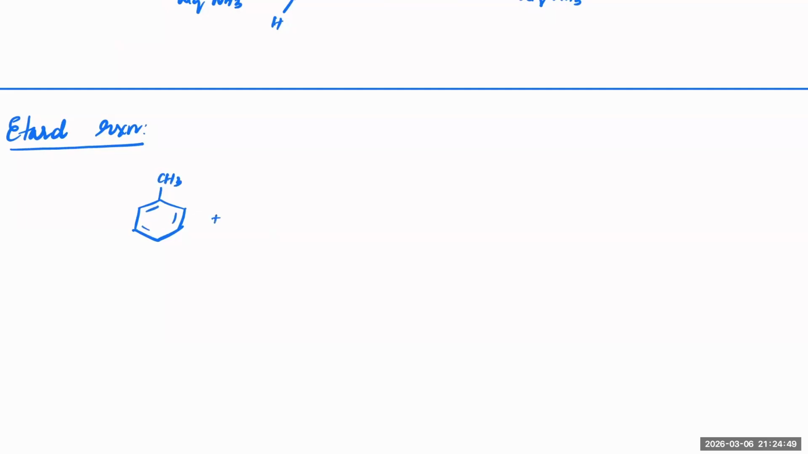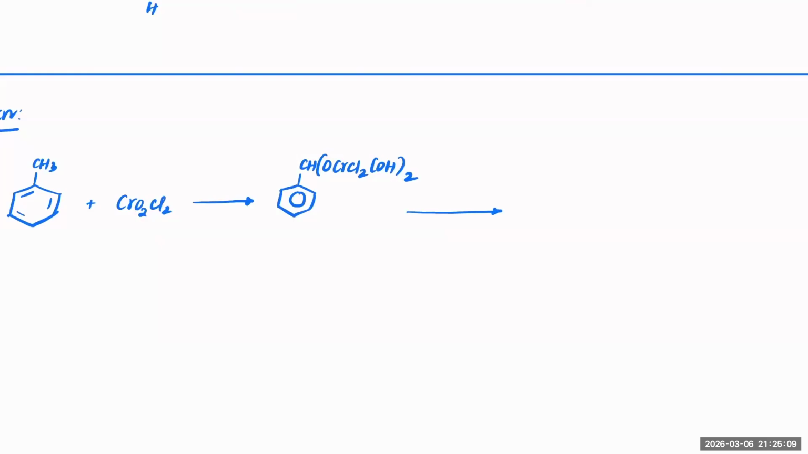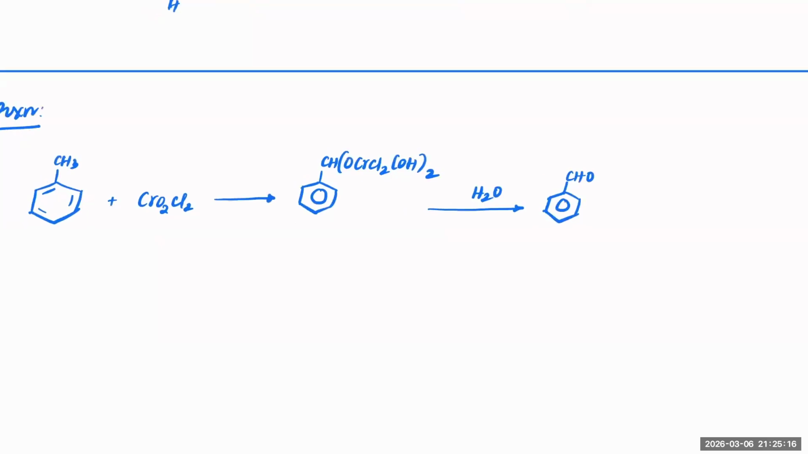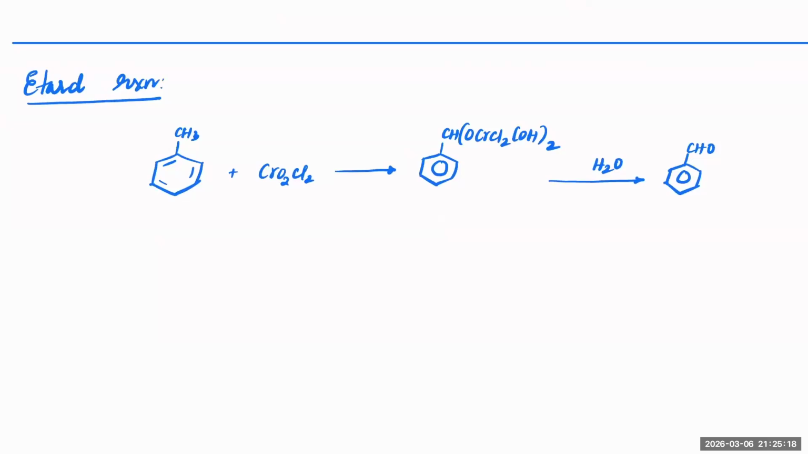So in case you have chromyl chloride, that is CrO2Cl2, with toluene. Toluene basically makes a combination with chromyl chloride as CH(OCrCl2OH) twice. Two moles will attach like this. And then on hydrolysis, those two groups will go away, converting that into an aldehyde group. So that's how we can get an aldehyde form. This is called Etard reaction.